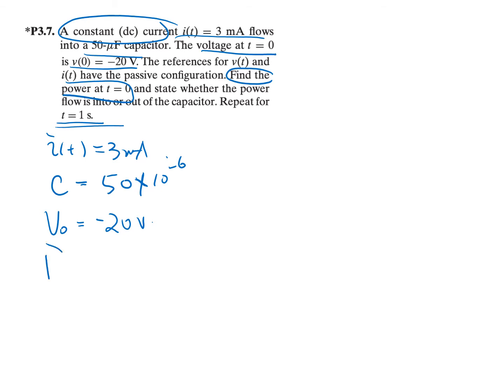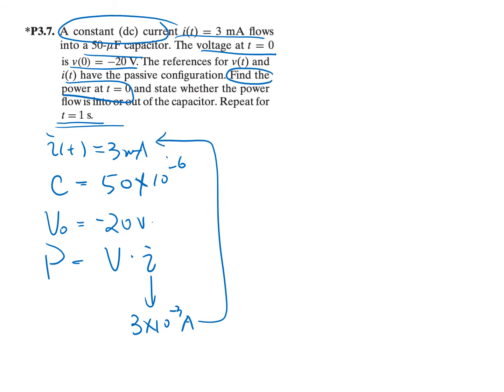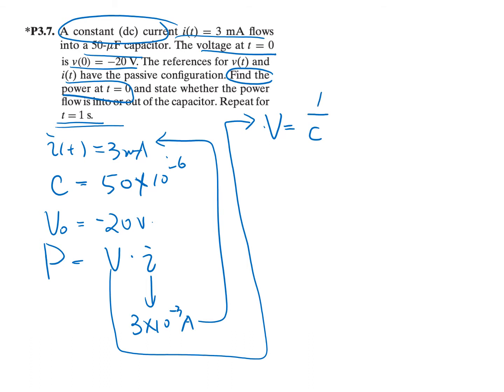To calculate the power, we use the standard formula that's P is equal to V times I. And I is 3 times 10 to the negative 3 amps from here. But to find the power, we also need to know the voltage. So for the capacitor, how should we calculate the voltage? We have a formula that's V is equal to 1 over capacitance, and take the integral of the current I plus V naught. Let's substitute in the values.